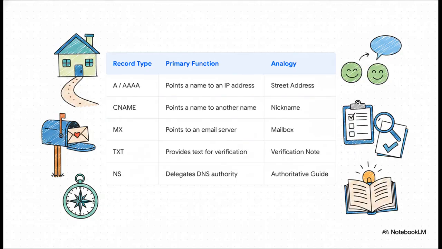So let's lock it in with one last super quick recap. The A and AAAA records are your website street address. A CNAME is a handy nickname. The MX record is your digital mailbox. The TXT record is a verification note for security. And the NS record, that's the authoritative guide pointing to where all these rules live.